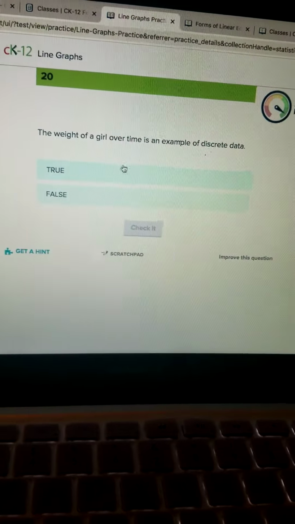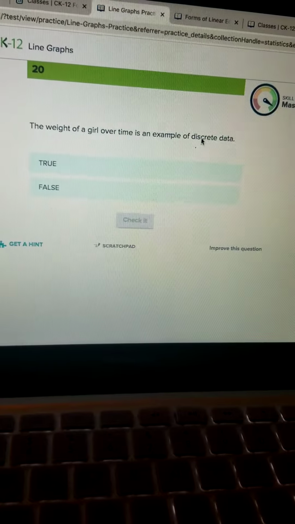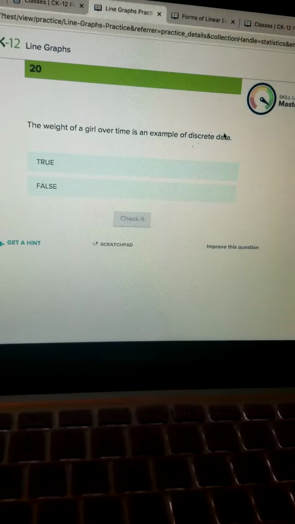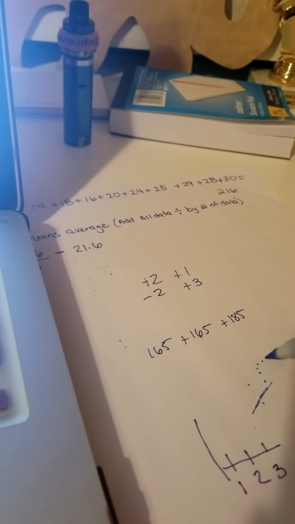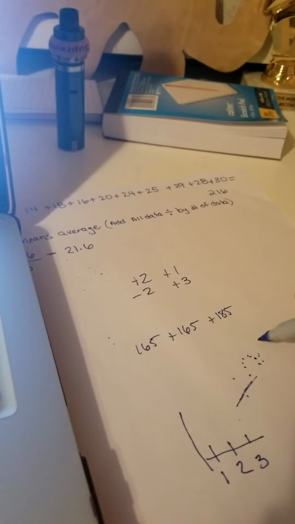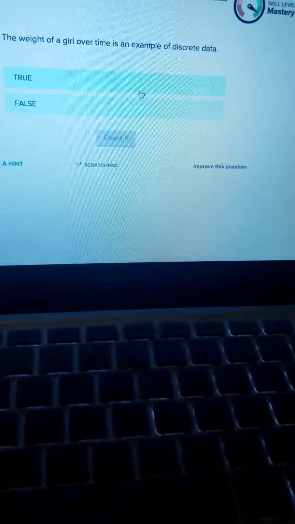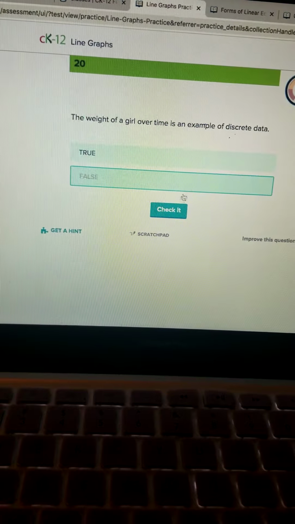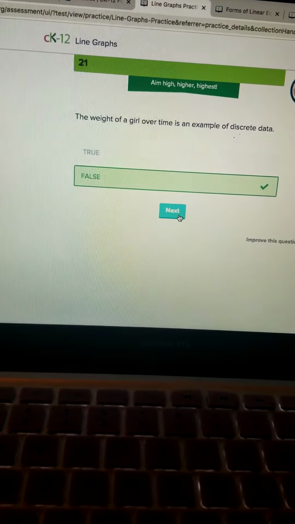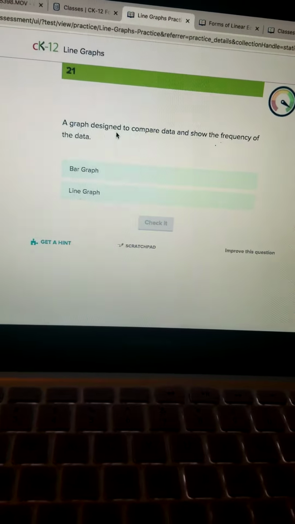X-axis. The weight of a girl over time is an example of discrete data. Yeah, could be, because discrete means it's not like linear. It could be like this. Well, usually she wouldn't shrink. So let's say no, let's say that's false. And, okay, so yeah, more linear than discrete.